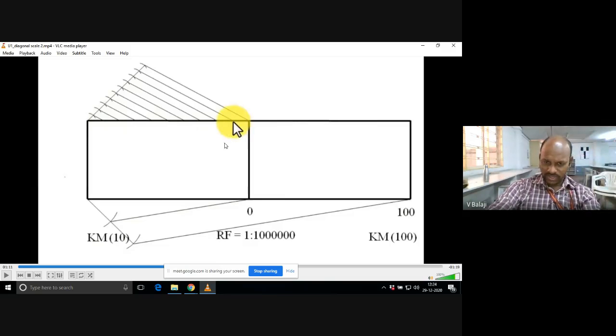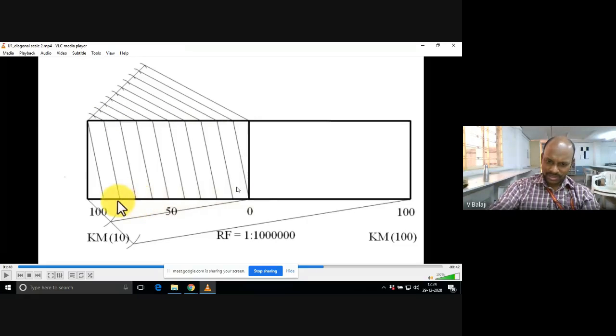So as usual, what is the next important step? First parallel line I have to join to the 0. So this is the first diagonal line. Now match your mini drafter scale to this line and draw parallel lines to that.